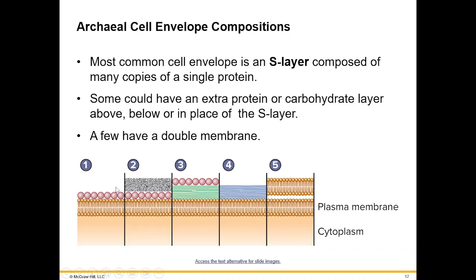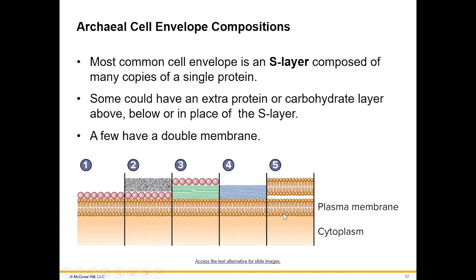So here, the circular ones is the S layer. The first one in the example is a simple S layer, but there are also varieties. The S layer can have an additional carbohydrate or even a protein sheet above it, or it can have carbohydrates beneath the S layer, in between the S layer and the plasma membrane. Or this one does not have an S layer itself, but rather has a carbohydrate covering instead of the S layer. Some archaea also have a double plasma membrane structure.